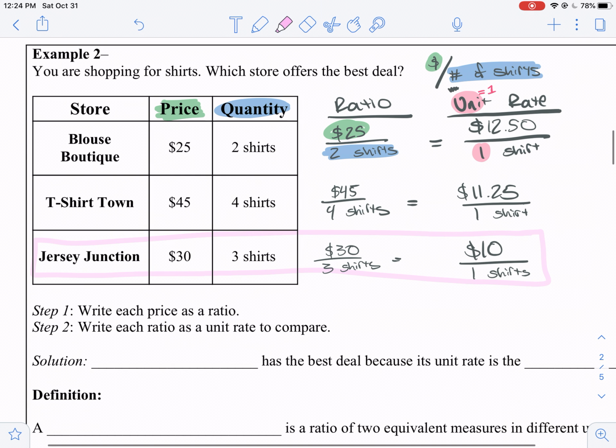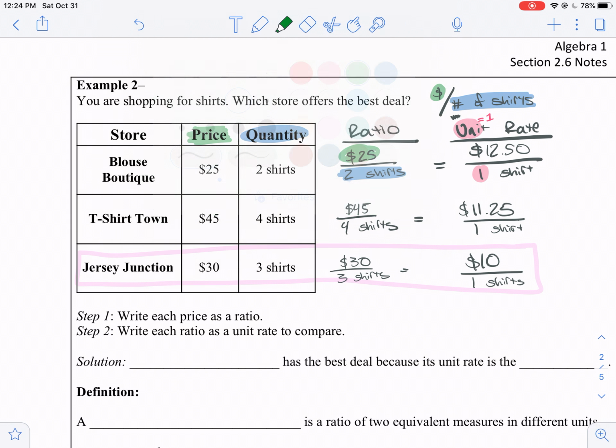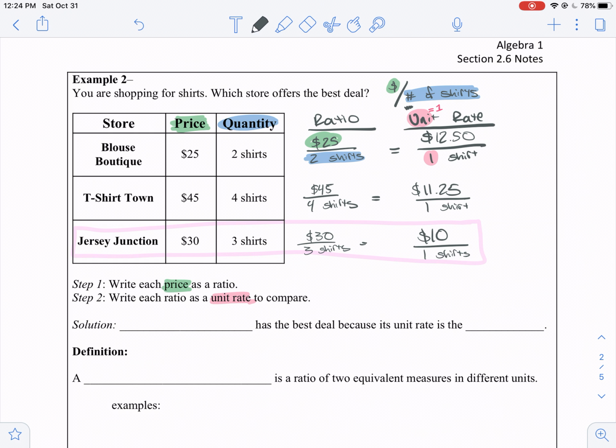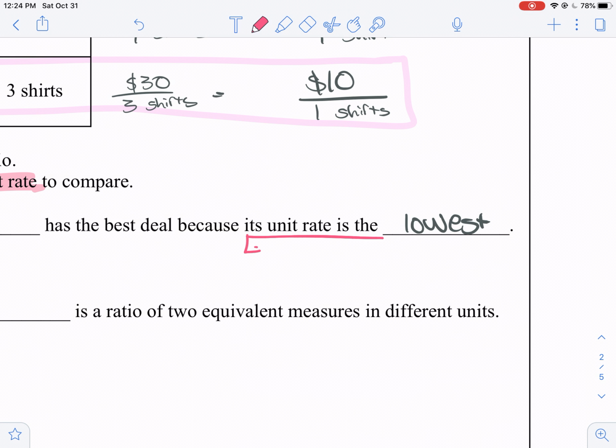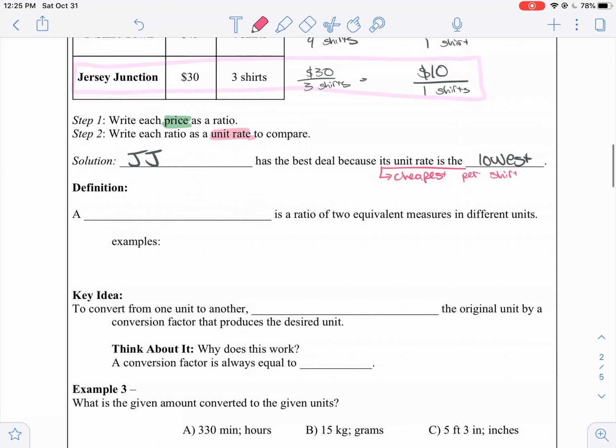So, oh look, there's our instructions, and we did them. We wrote each overall price as a ratio, and then we found which one had the lowest unit rate to compare. So Jersey Junction is our winner. Can I just write Jersey Junction has the best deal because its unit rate is the lowest. It has the cheapest price per shirt. Cheapest per one shirt. Right? Awesome. Let's go to our next idea.